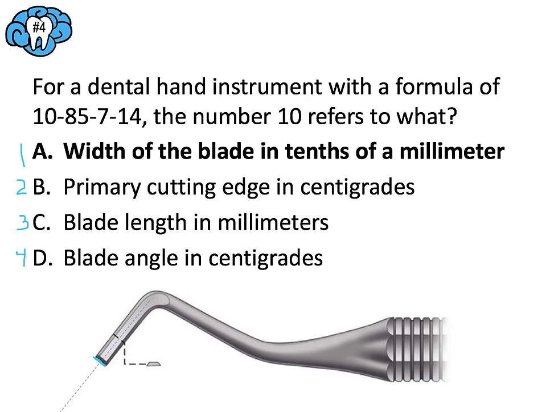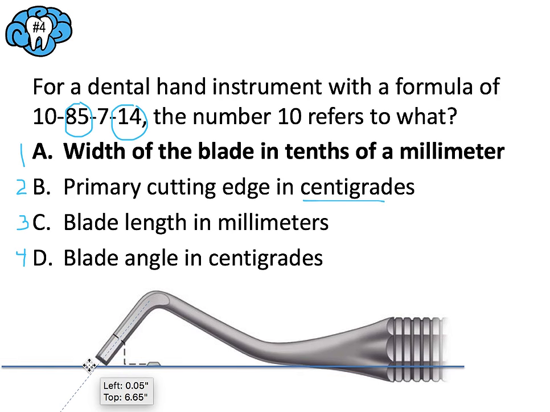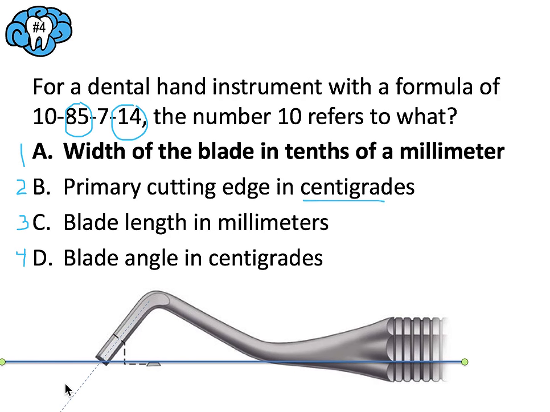So when these two things are perpendicular, it's true that the second digit is omitted entirely. But the actual number of both the second digit as well as the fourth digit is measured in centigrades, or a percentage of 360 degrees. So for the fourth digit, the blade angle is measured relative to the long axis of the handle, which we'll represent with this line here. So that is our long axis of the instrument handle.